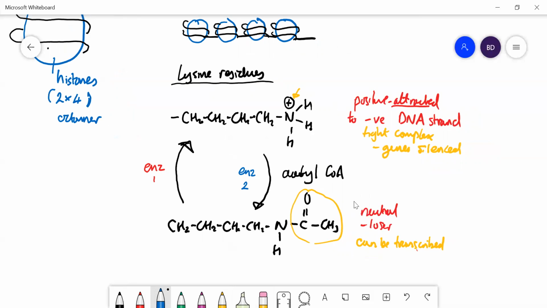And these are targets. People have thought about these as targets potentially for drug therapies, particularly in cancer, when you get genes which are, we'll talk about it in a minute, underactive or overactive. If you could modify their behavior, you could stop cells becoming malignant. Okay, so this is acetylation, and that's the first method in which gene activity is epigenetically modified.